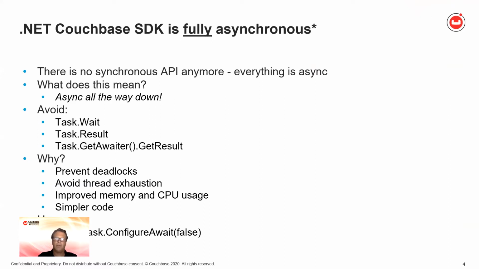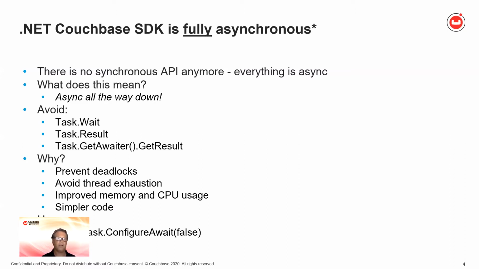So the .NET Couchbase SDK 3 is fully asynchronous. This is a little different from the SDK 2. SDK 2 had both a synchronous branch or pipeline and an asynchronous pipeline. The new version is async all the way down. So what does this mean? It means your code should be async all the way down as well.